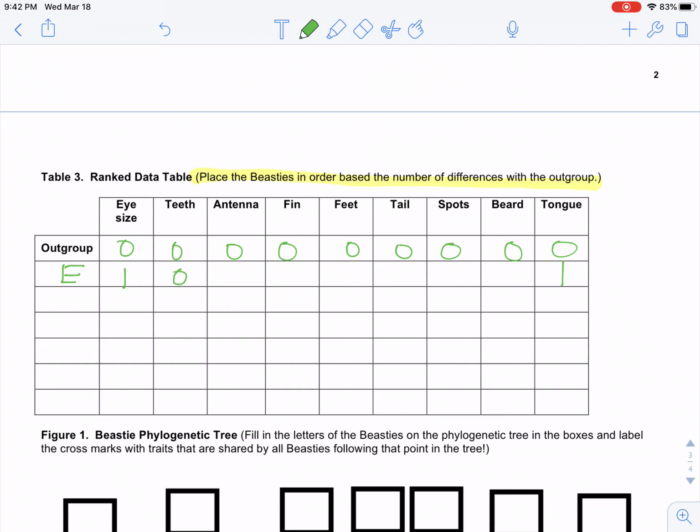All of the rest of those traits are identical. So because there have been only 2 phenotypic changes, whereas all the others will have many more than just 2, we do want to list that one as the second one after the outgroup.